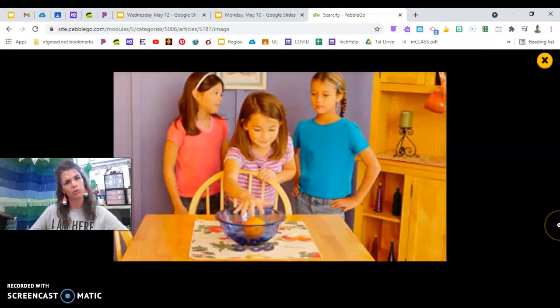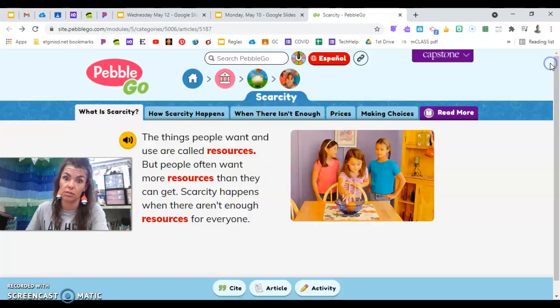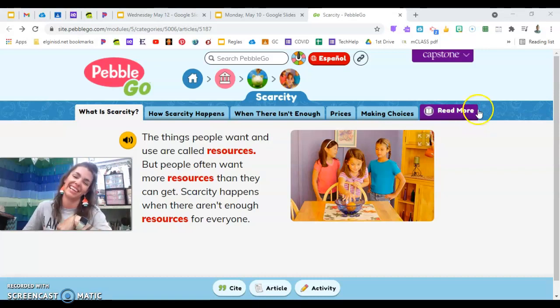What do those girls need? What is she grabbing? Are there enough for everybody? Gotta make some decisions because there's not enough. Think about that. Have you ever had a problem when you didn't have enough of something? I don't have enough llamas. It's a problem. Just kidding. But when we don't have enough, that can be a problem.